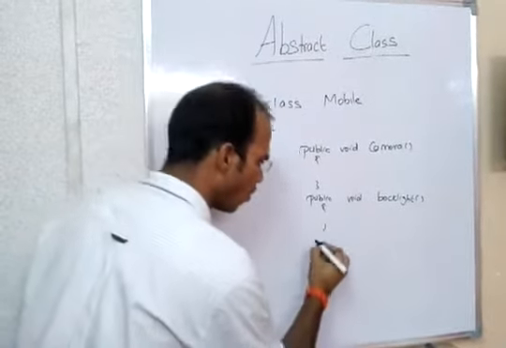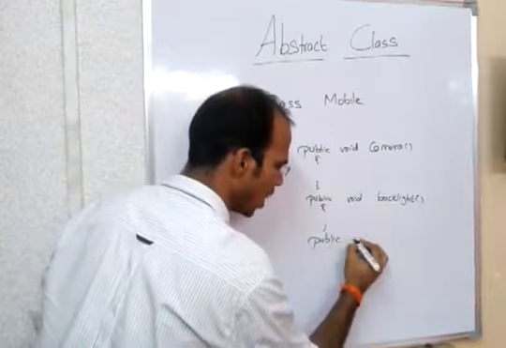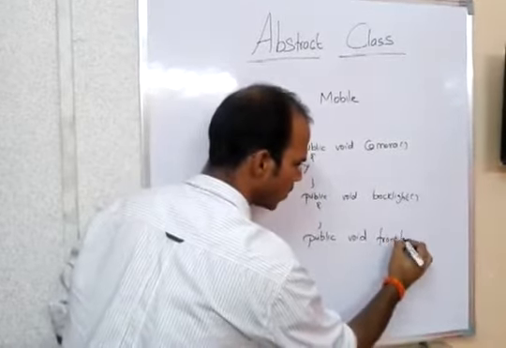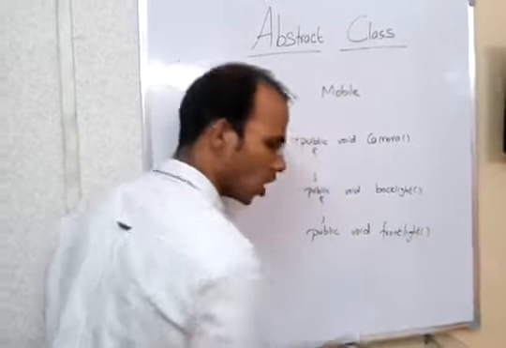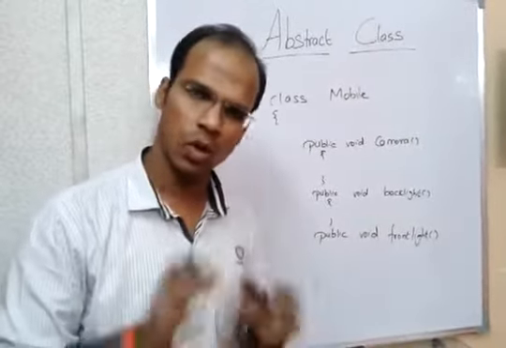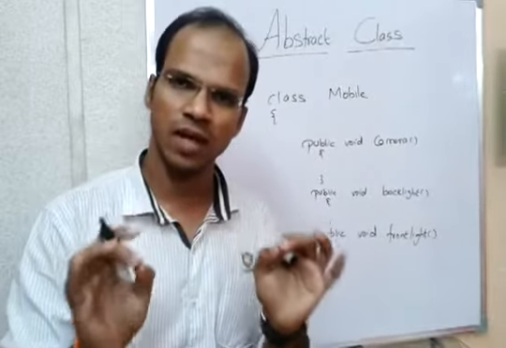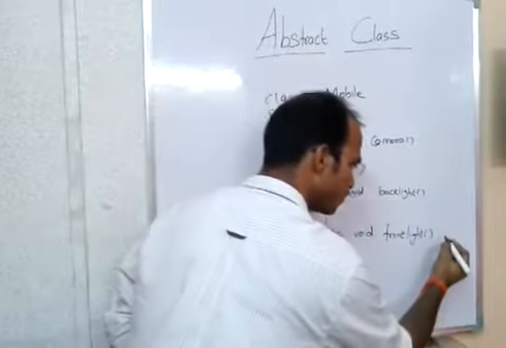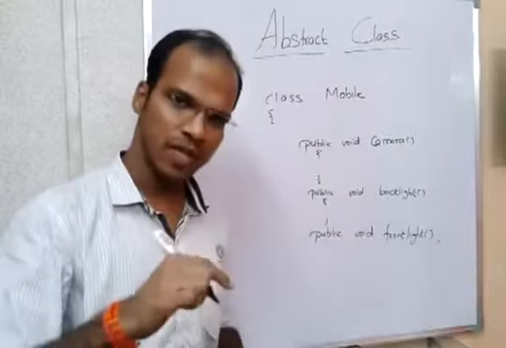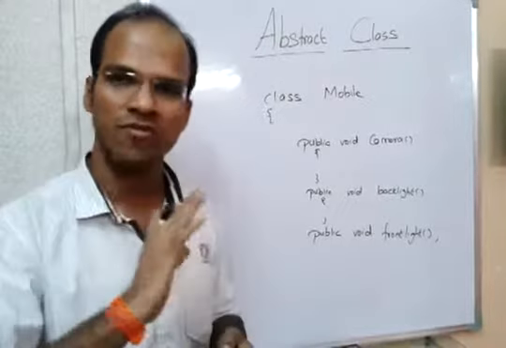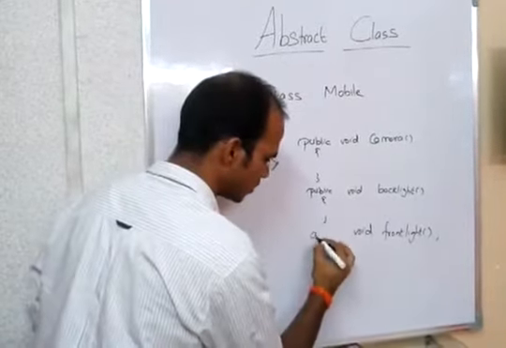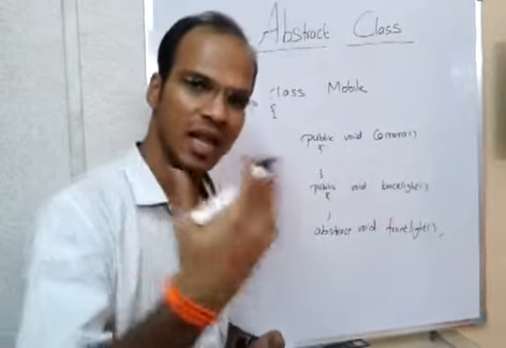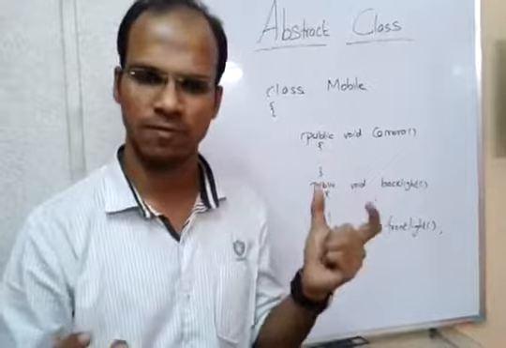You don't know what your front light will do. So you have public void front light. Now here you don't know what front light does. You only know there should be something called a front light. That means you don't know what to define, so you have to declare it. A method which is declared and cannot be defined is called abstract. So the method which is only declared and not defined is called an abstract method.